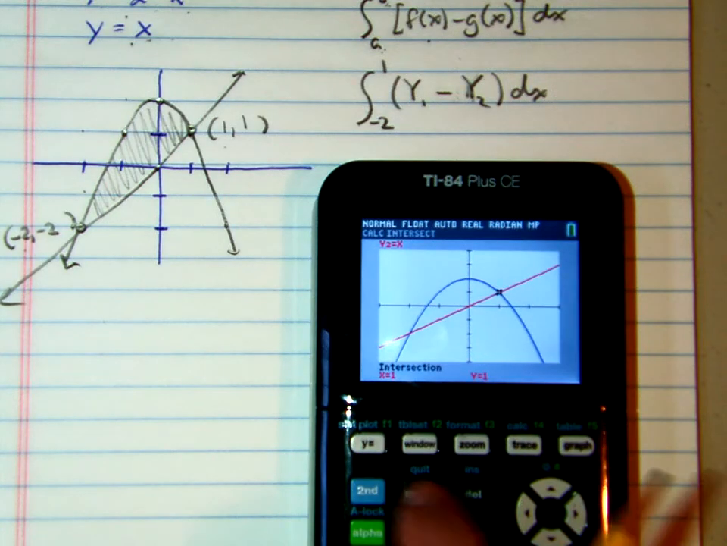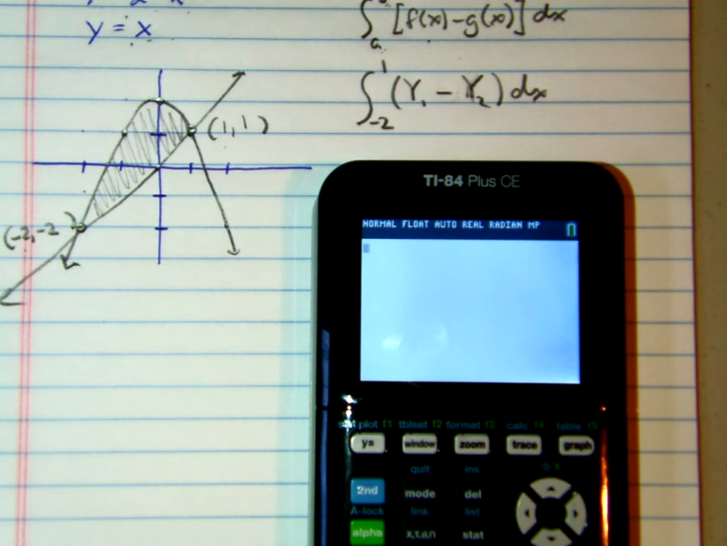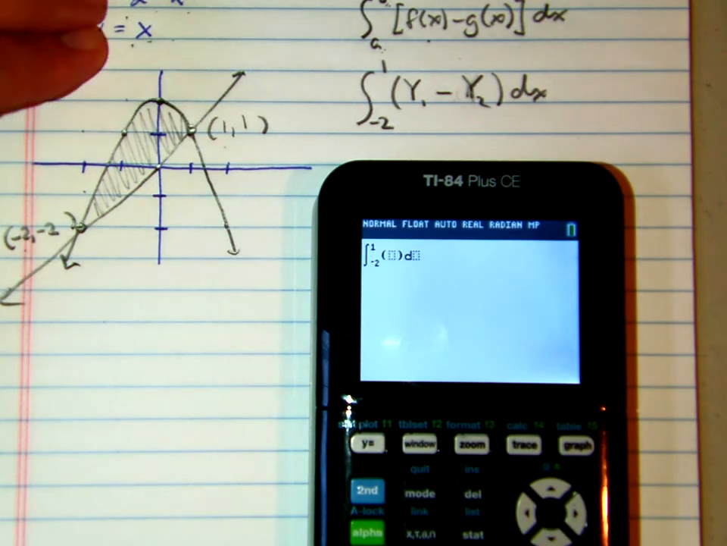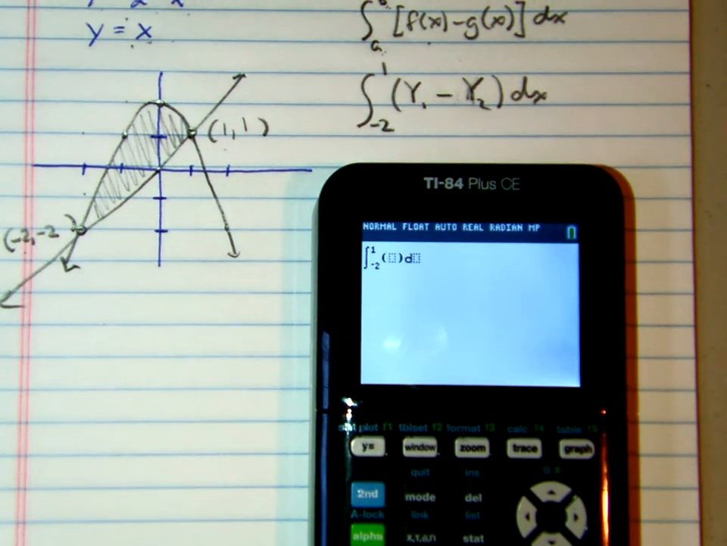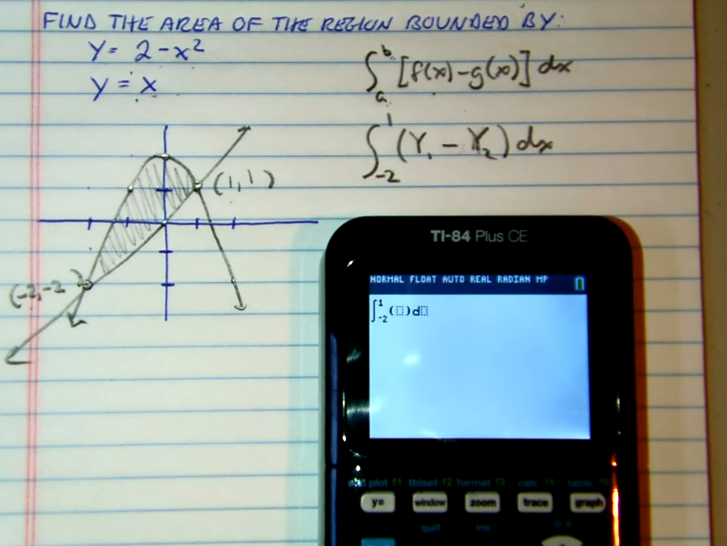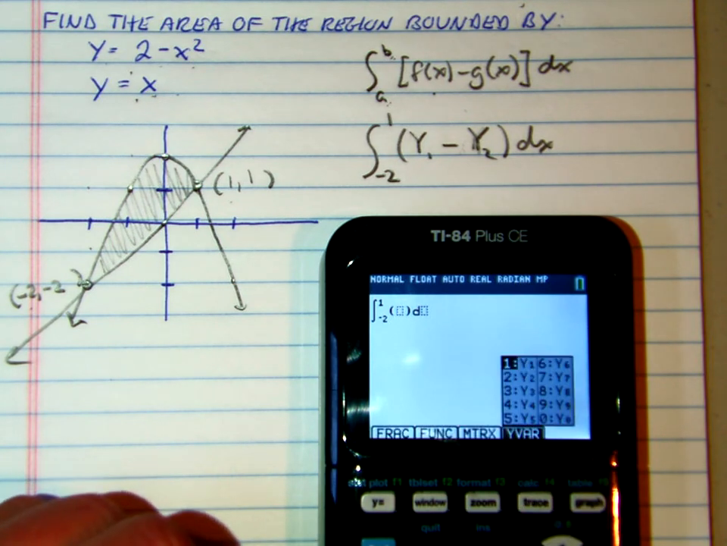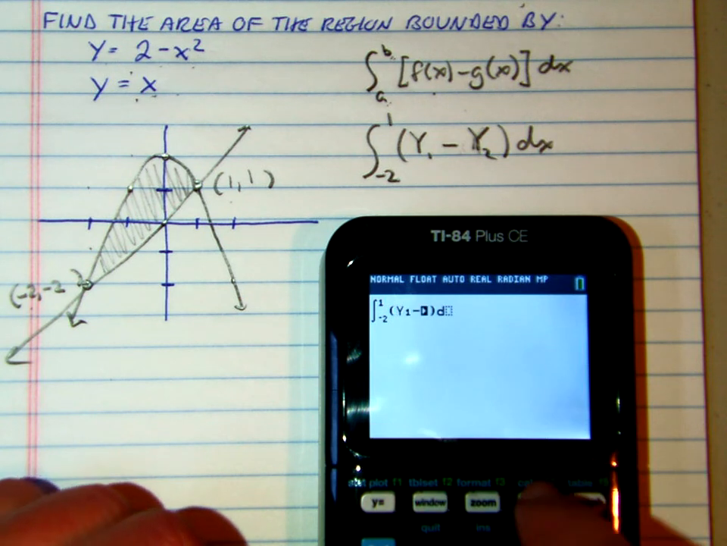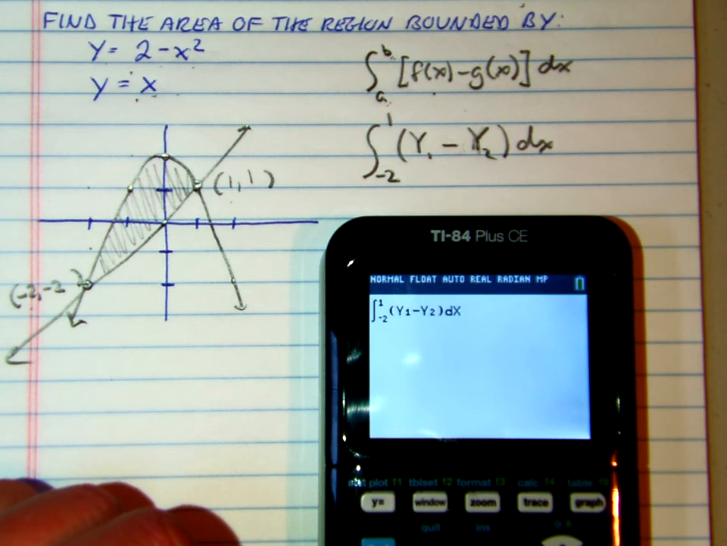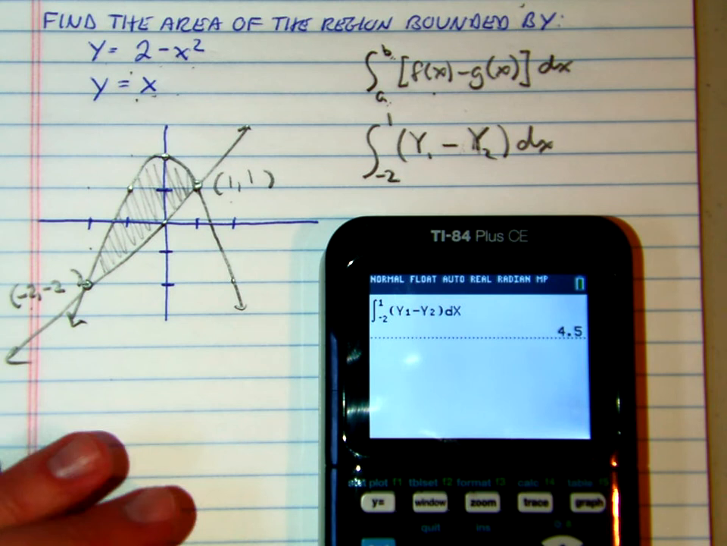So I'm going to quit out of the graph. I am going to go to my home screen, math, get the FNINT function. You're integrating from -2 to +1. And we could type in those functions as is, but if we already have them in the y equals screen, a much more efficient thing to do: alpha F4, y1 minus alpha F4, y2 with respect to x, and we get an area of 4.5.